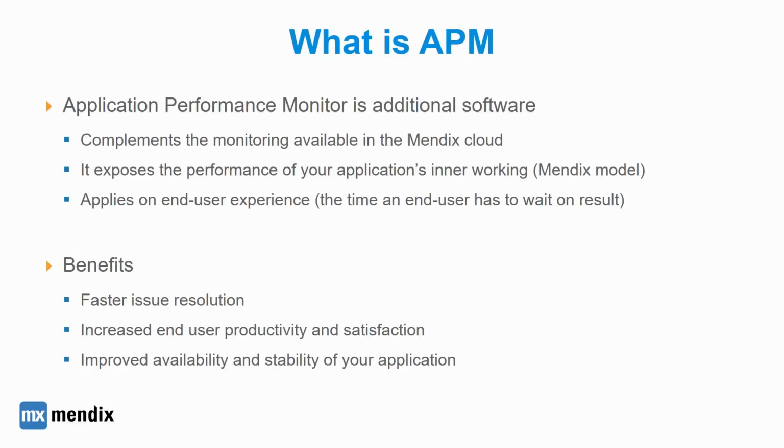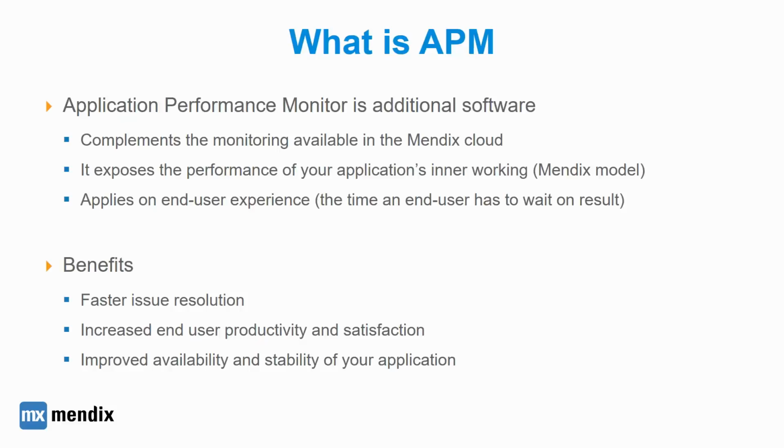So, what actually is APM? APM is an add-on to the Mendix platform, and it complements the default monitoring available on the Mendix cloud. The default monitoring is all about your system resources. It will monitor your application and report how your application is using the system resources. Instead, APM complements that by adding more information about what your application is actually doing. It knows about the inner workings of your Mendix application, your actual model. It also applies to the end user experience. It reports to you how long a user has to wait until a result has been returned to the client.